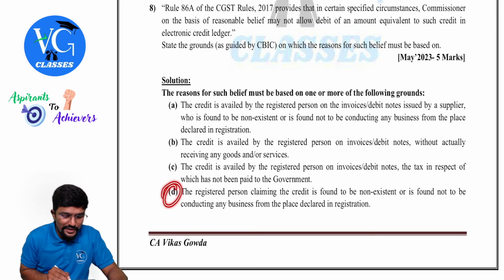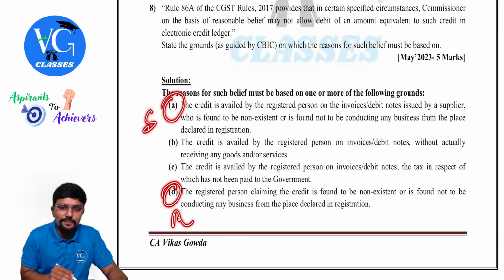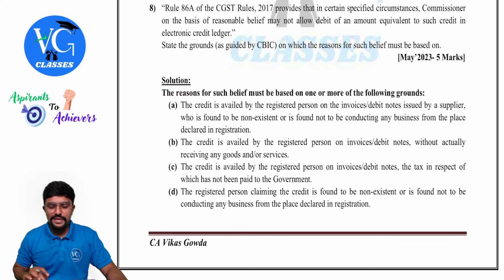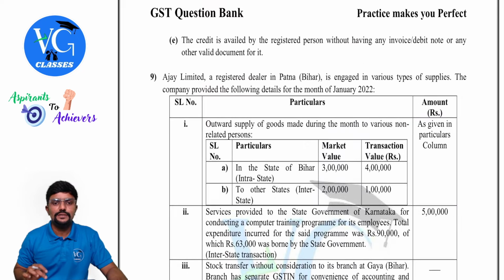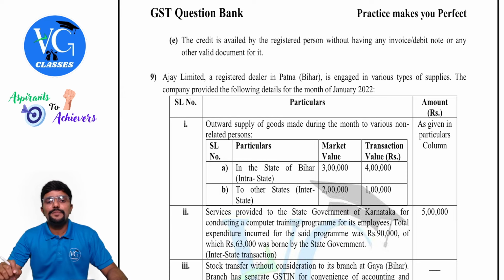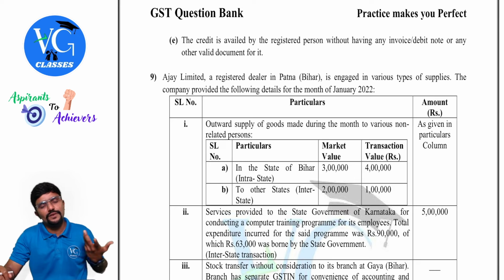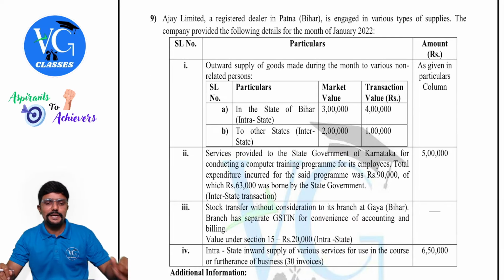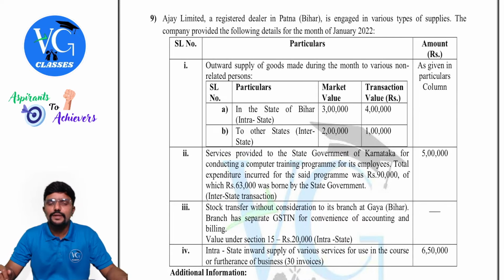Means they are talking about the recipient in this. First point was with respect to supplier, guys. The D point is with respect to recipient. Okay, last one. The credit is availed by a registered person without having any invoice or debit note or any other valid document for it. So you should have a copy of the invoice or any other document in order to claim the credit. And if you have claimed without the document or without the invoice, then the commissioner may not allow you to claim the credit, guys. Okay.